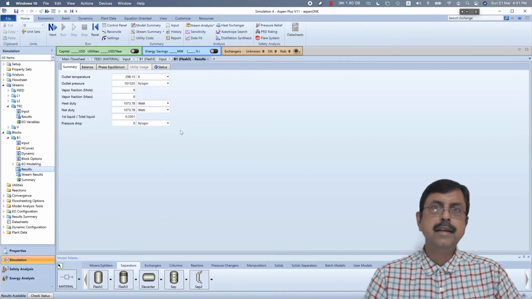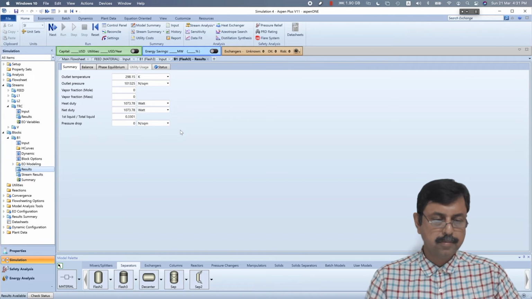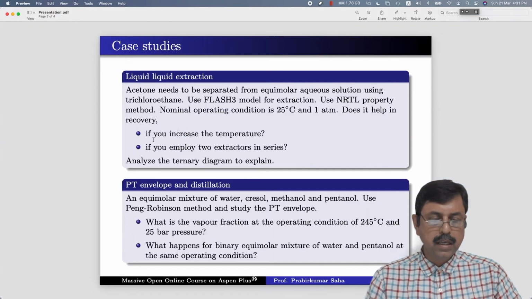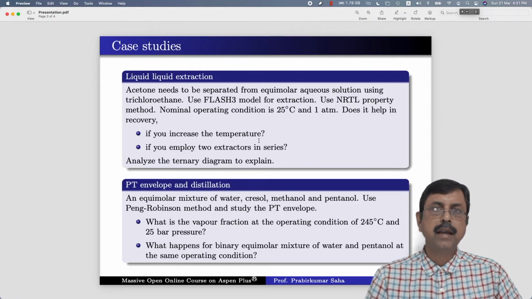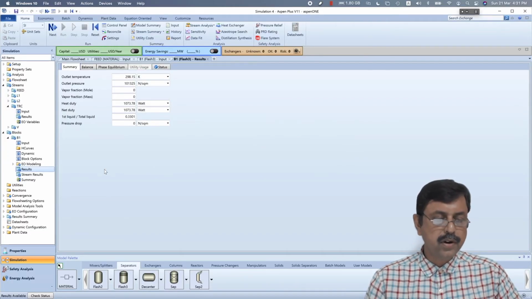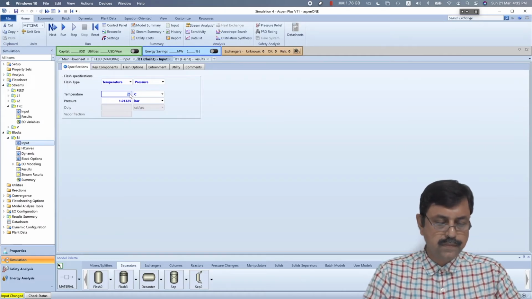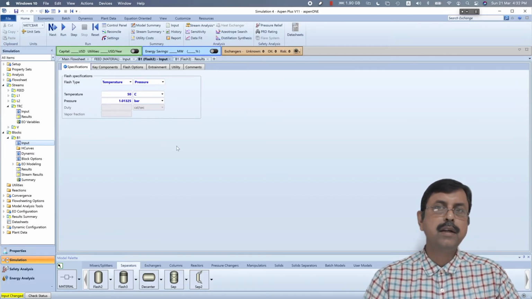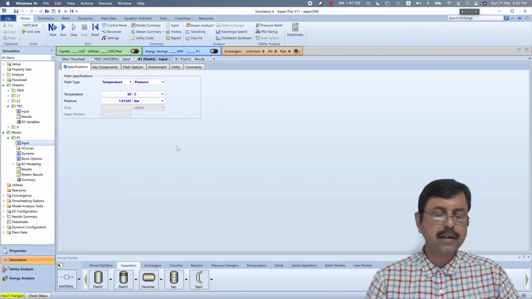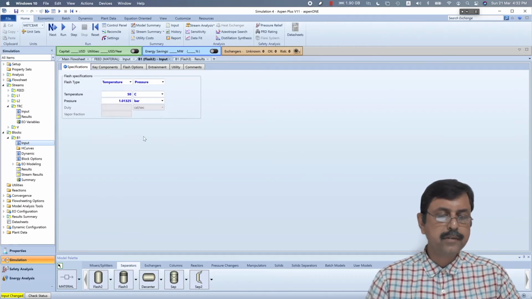Let us increase the temperature. So the first problem, if you increase the temperature, can you get a better result? For that, let us increase the temperature to 50 degrees centigrade. Suppose we increase the temperature from 25 degrees centigrade to 50 degrees centigrade. What happens? Let us run it once again.